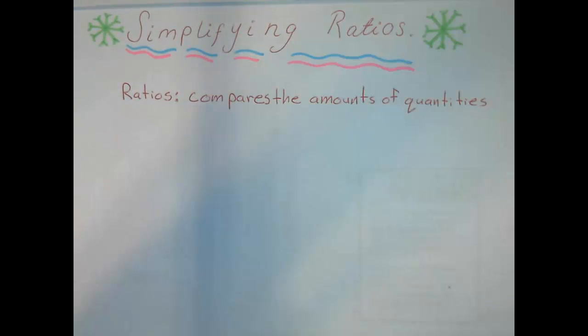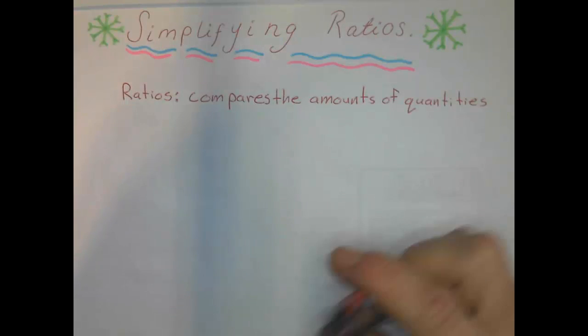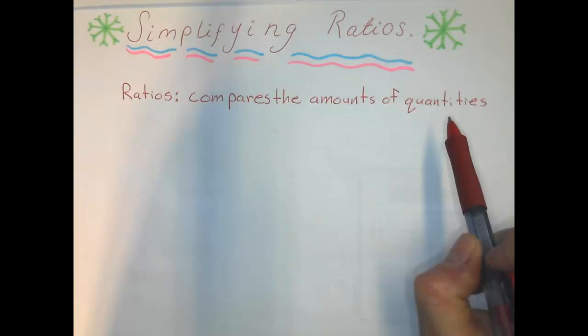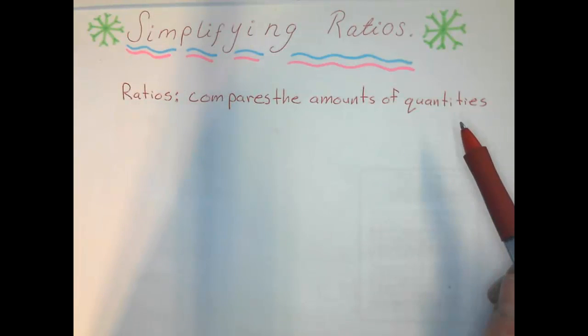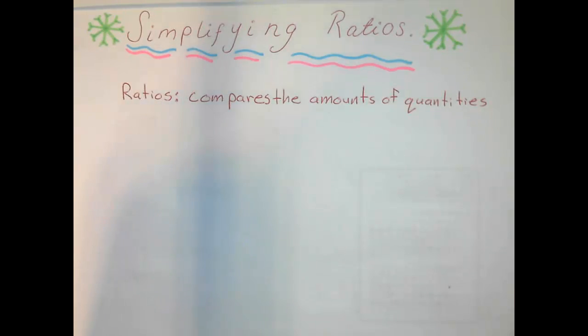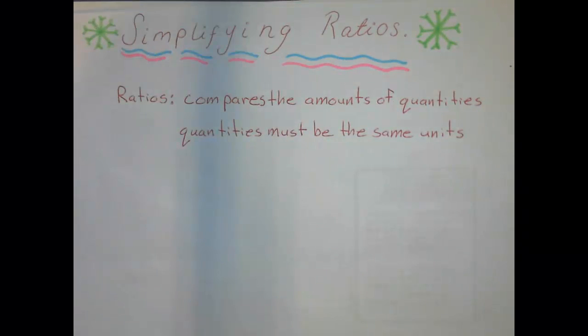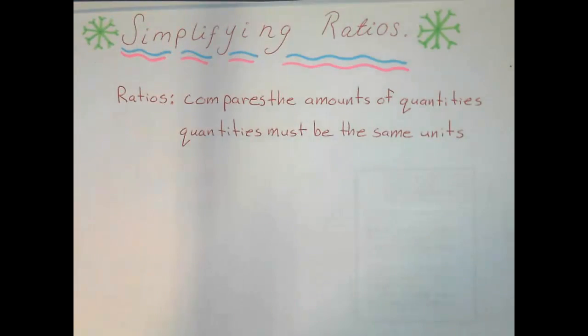Simplifying ratios, what we're doing is comparing the amounts of quantities. Most of the time it's going to be two quantities, but it can be more than two. It can be three or four. The quantities must be in the same units, so if we have a ratio, it's got to be meters to meters or liters to liters, but not something like dollars to miles, something that doesn't make any sense.